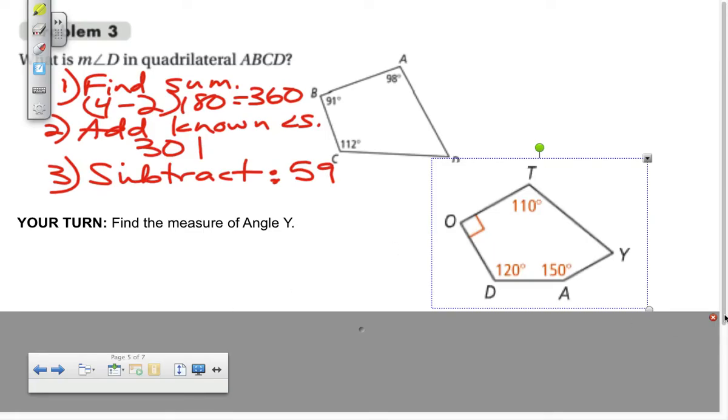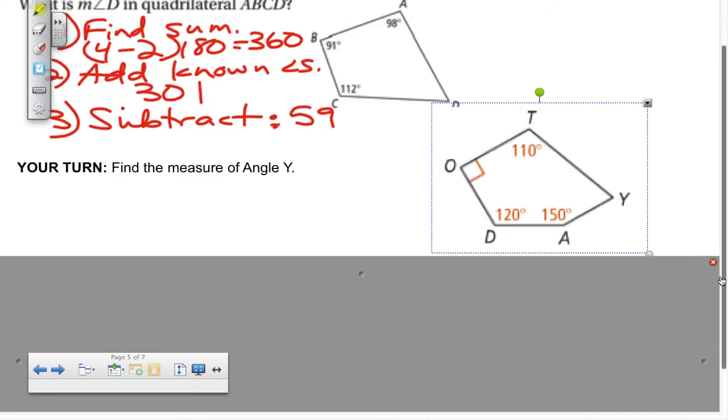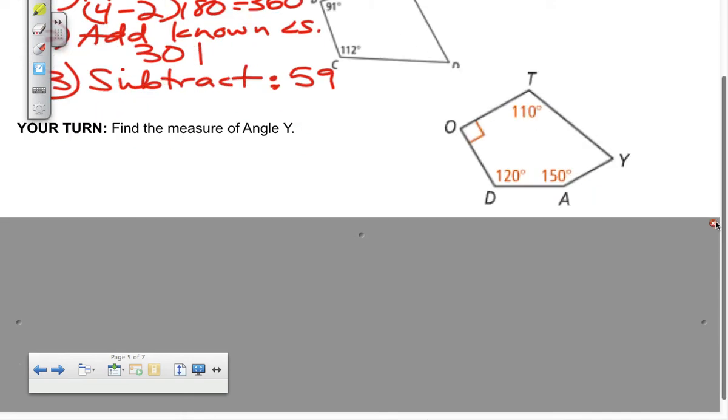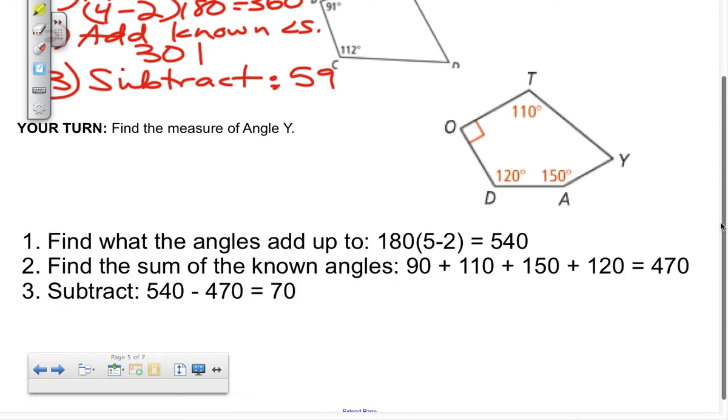Based on what I'm seeing and hearing, you're ready to check your answers against mine. If my program would cooperate with me. There we go. Same 3 steps. You have to know what your angles are supposed to add up to. Add up the angles that you know, subtract, and there we are. And based on what I was seeing as I was walking around and listening, we're good.